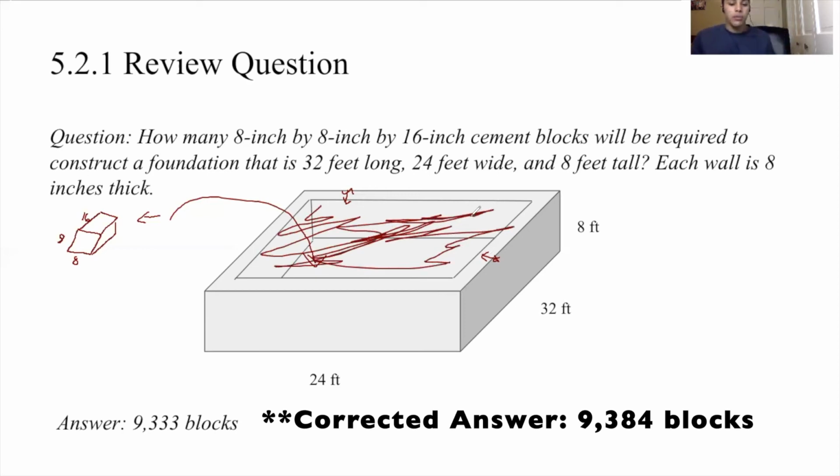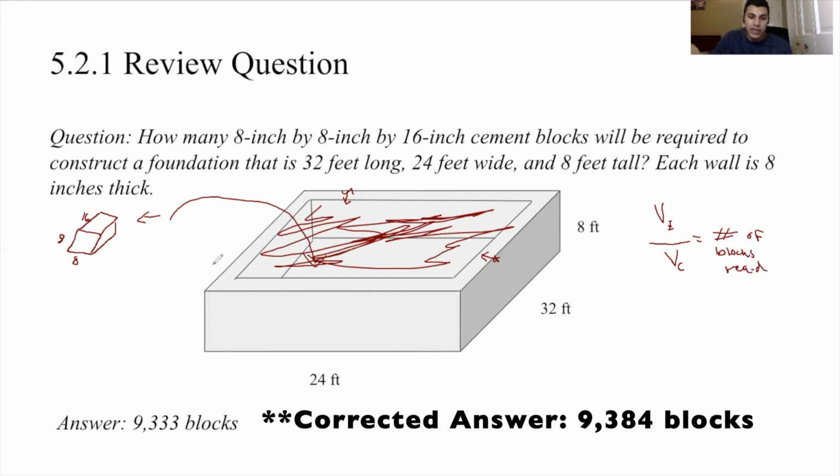And the way you should go about doing this is by using volume. If you can find the volume of this empty area, so we'll call that the volume of the empty area, VE, as in empty, and take that and divide it by the volume of each individual concrete block. So the volume of the empty area divided by the volume of the concrete block, that'll get you the number of blocks needed, or I'm going to write required, to fill the area, or to fill this volume.